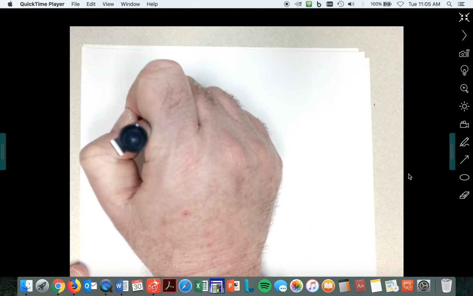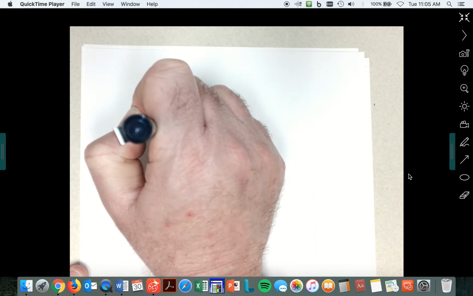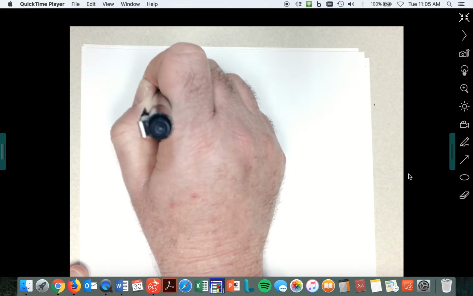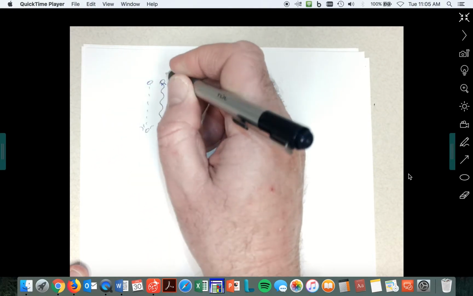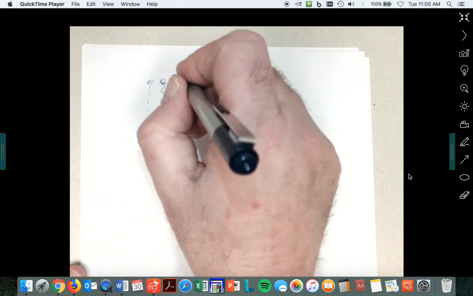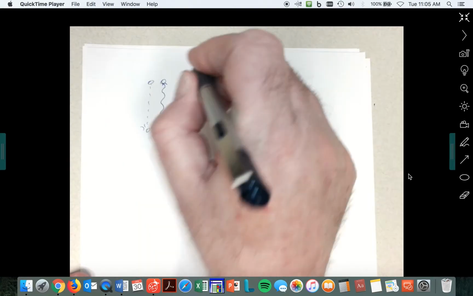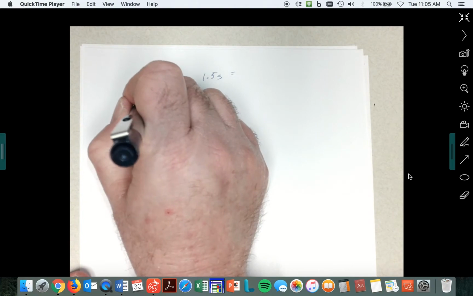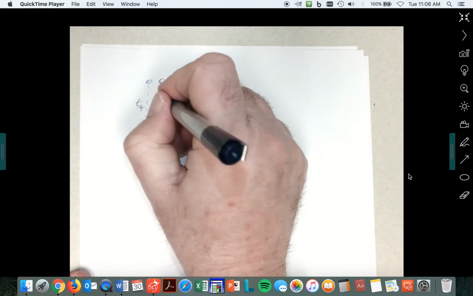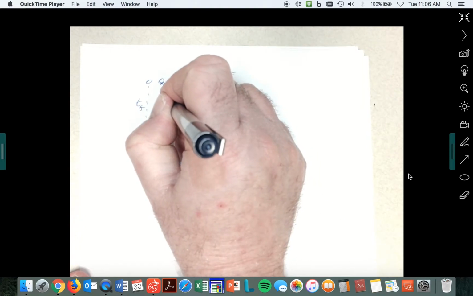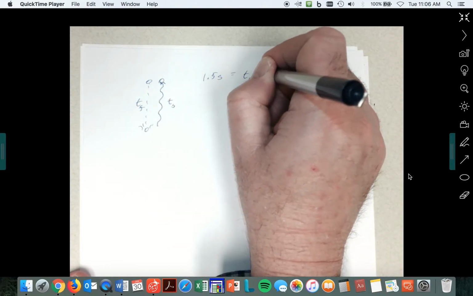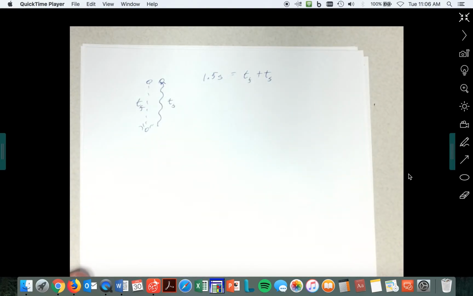All right. Well, here's what we're doing. We drop this rock and it falls, plunk, hits the water, and then the sound wave travels back up to the initial height. The whole thing took 1.5 seconds, which would be the time for the fall plus the time for the sound wave. So that'd be TF plus TS is equal to 1.5. So far, so good. No big deal.